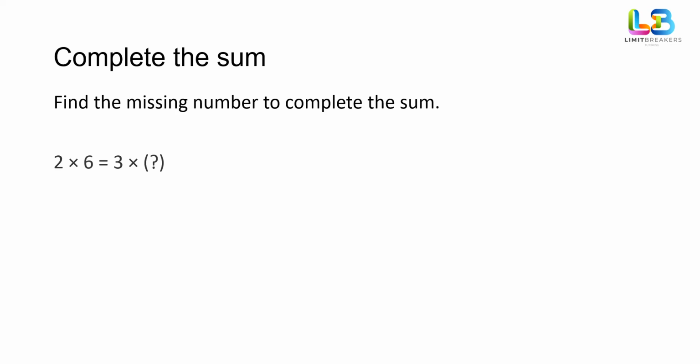In order to be able to find the question mark, we have to first work out the sum on the left hand side. So 2 times 6 is 12. What do we multiply by 3 on the right hand side to get 12? 3 times 4 is 12. So the answer we're looking for here for our question mark is the number 4.